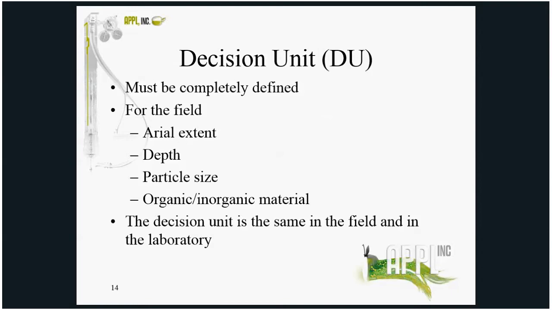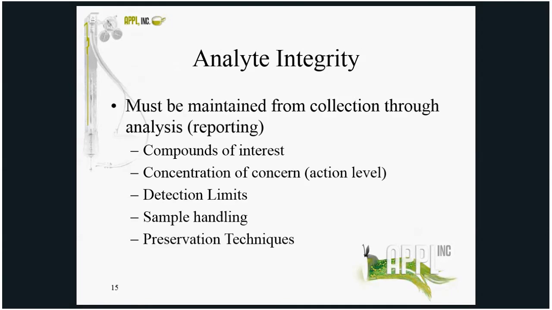This information is not new and not just applicable to MIS, but it's needed for any sampling plan. Thought needs to be given to the analyte integrity, which will affect the analytes of concern. It needs to be taken in the field as well as in the lab. The list of analytes needs to be communicated well, along with the concentrations of concern. Can your reporting limits meet the action levels? Are there special handling requirements for any of the analytes?